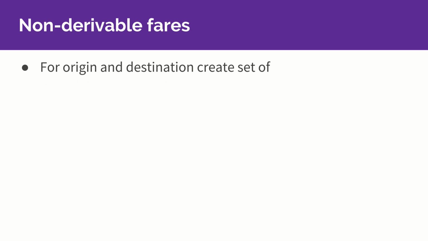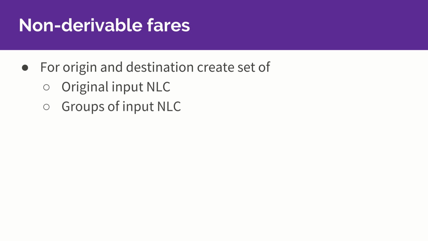It only seems to have the actual station NLC and the group NLC. It doesn't have any cluster NLCs in there. So that's our input set.